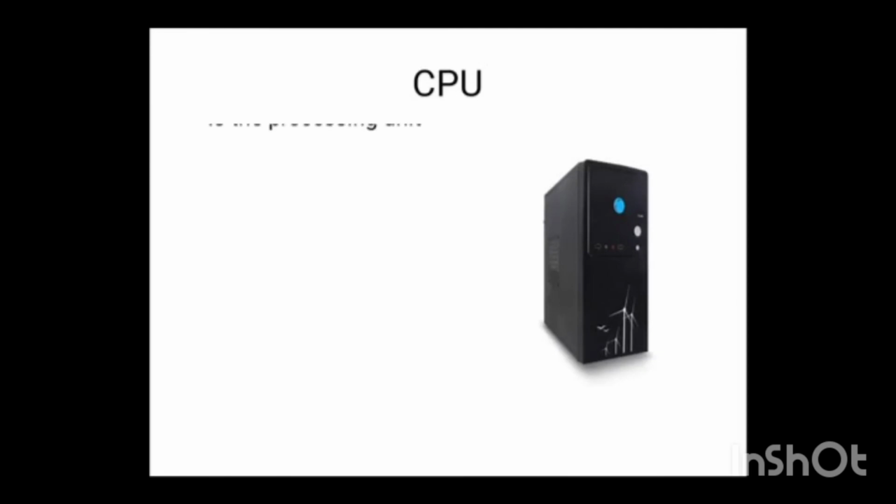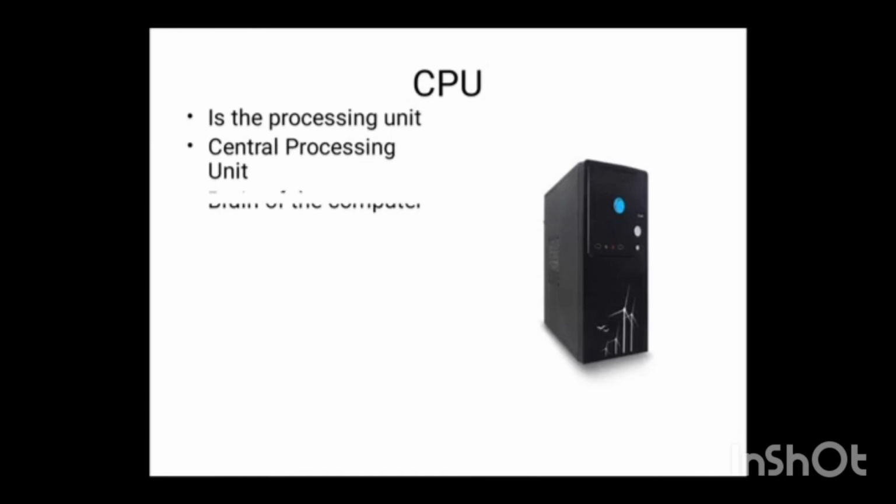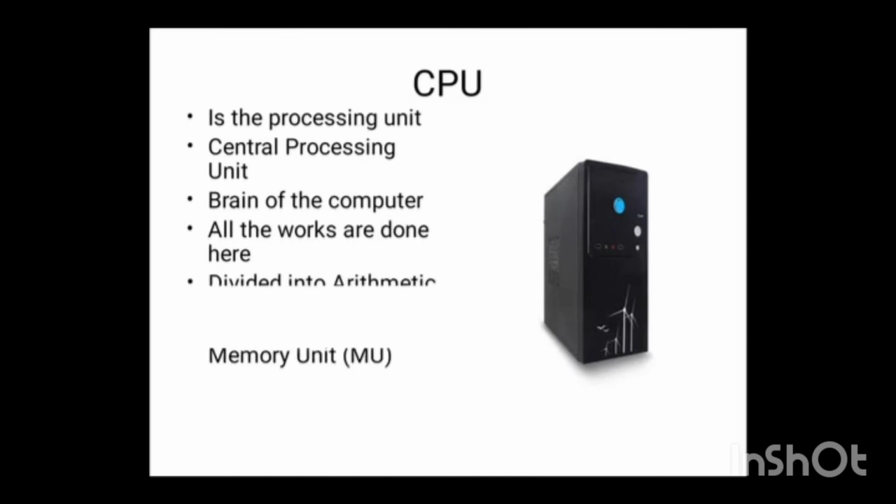And what is this? This is the CPU. This is the processing unit. CPU is also called the system unit, and the full form of CPU is central processing unit. CPU is the brain of the computer. In the computer, all the work is done in the CPU. The CPU can be divided into three parts: arithmetic logic unit, control unit, and memory unit.